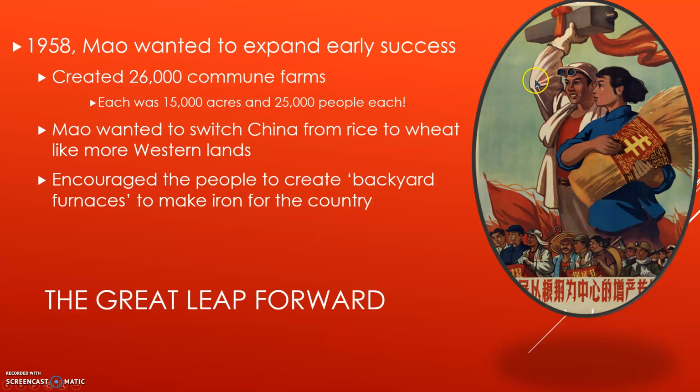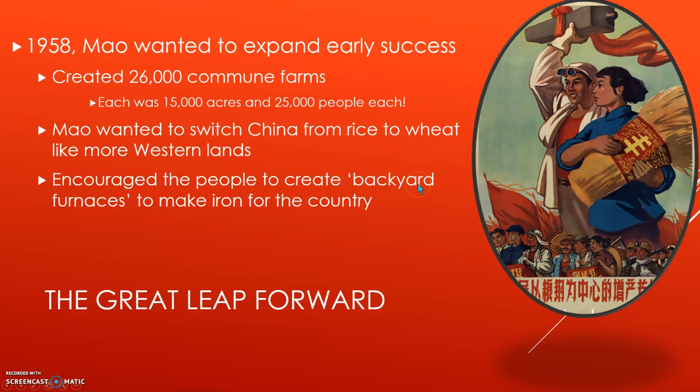Now, he took those collective farms and wanted to build massive communes. 15,000 acres, and to put that into perspective, an acre is about the size of a football field. So 15,000 football fields being worked on by 25,000 people each. China has a lot of people in it. And so he wanted to switch from rice to wheat.